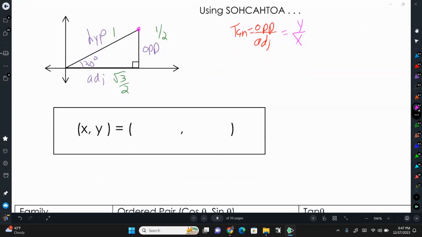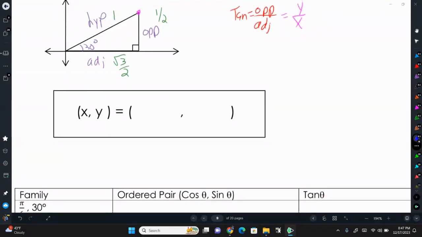So, combining that with sine and cosine values, the x value is going to be the cosine value, and the y value is going to be the sine value. So cosine goes with x, sine goes with y.